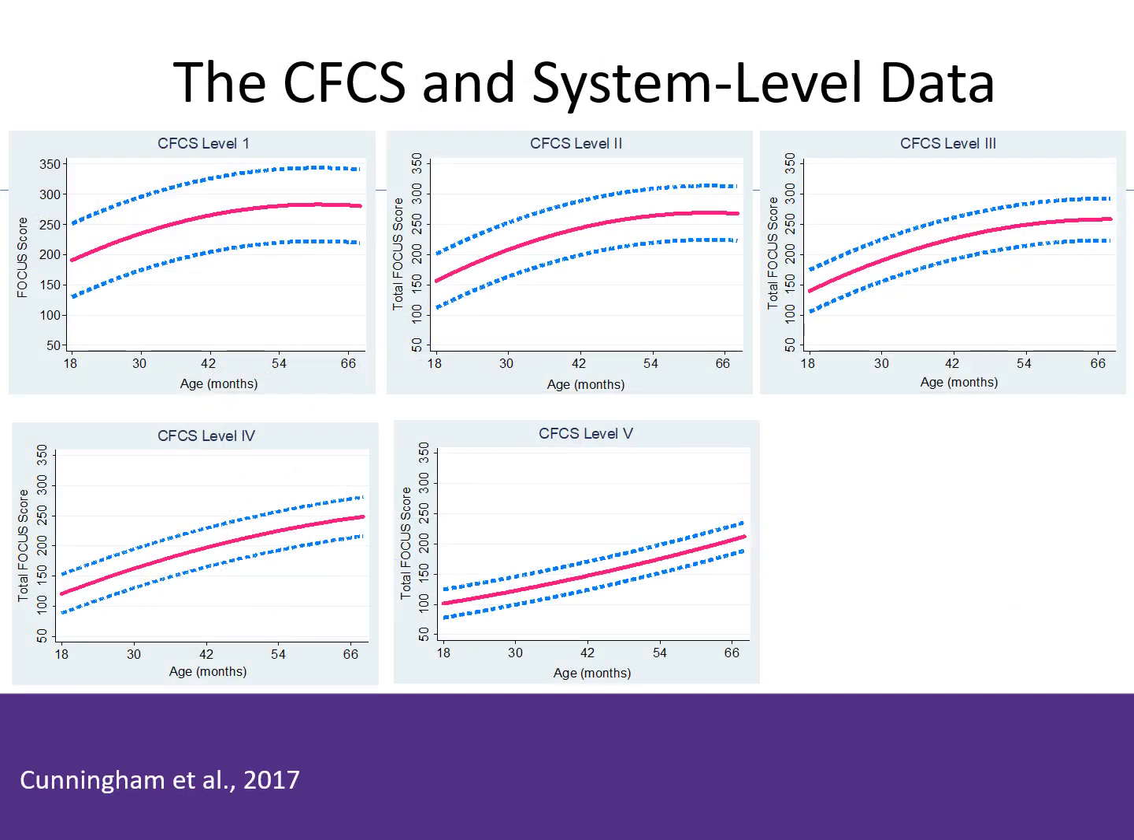This slide provides a visual representation to show how predicted growth in FOCUS scores differed for children in each of the 5 CFCS levels. The pink line represents predicted average growth, and the blue dashed lines represent individual variability around the average growth curve. This means growth in communicative participation depends on a child's level of function, and not all children should be expected to develop at the same rate. This is important and something that could be missed had the CFCS not been included as a descriptive tool in this study.